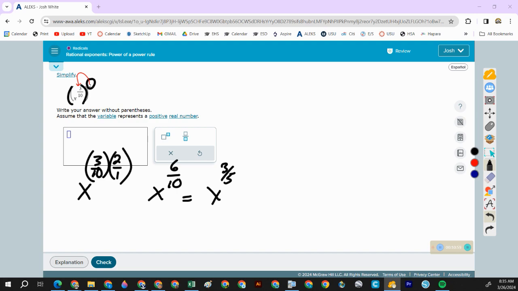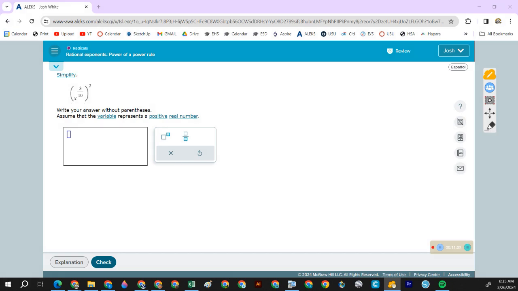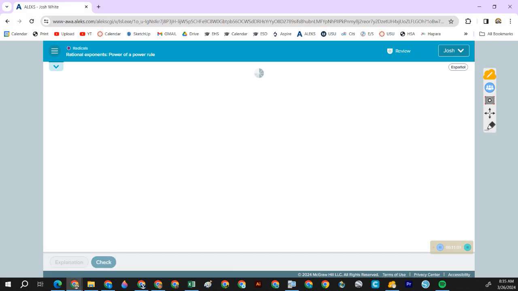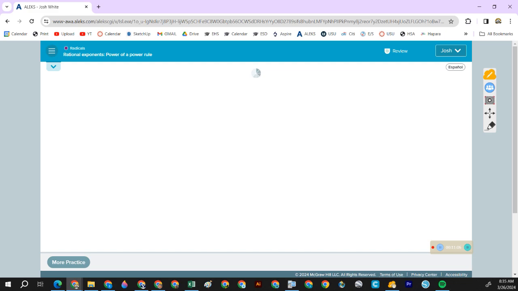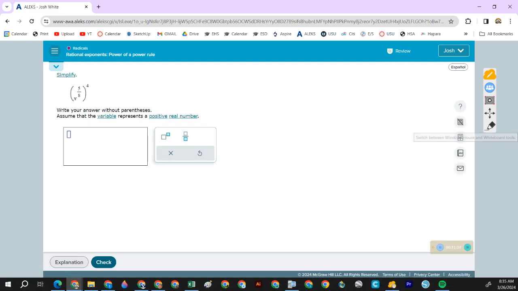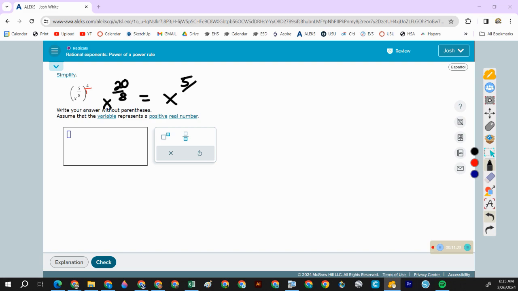Okay, let's do one more of those. So I'm going to multiply 5 over 8 by 4 over 1, which is x to the 20 over 8. Simplifies down to x, pull a 4 out of each of those, to the 5 halves.